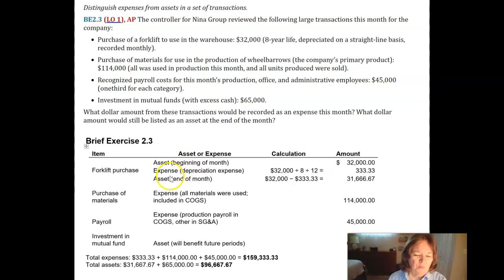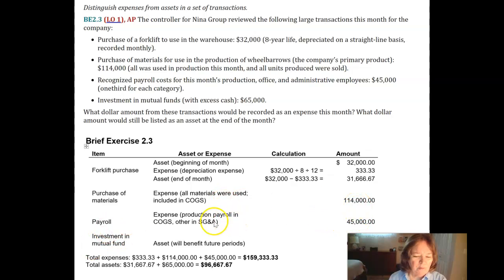And when you think about depreciation, what that really is, is an allocation of cost. It doesn't mean that the values necessarily changed. We've just allocated the cost. Okay, and then purchase of materials, everything went out through cost of goods sold, so it's all expensed, $114,000.